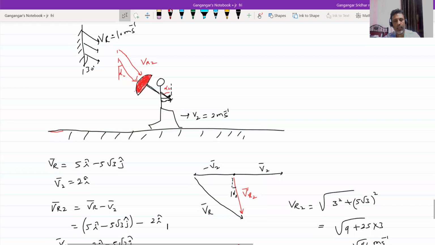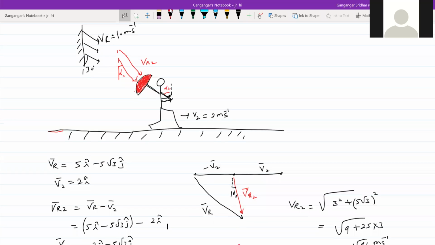Okay, this was the discussion we made. It's available like this. It's an independent concept, not something very generalized. Rain umbrella is only in this particular situation.